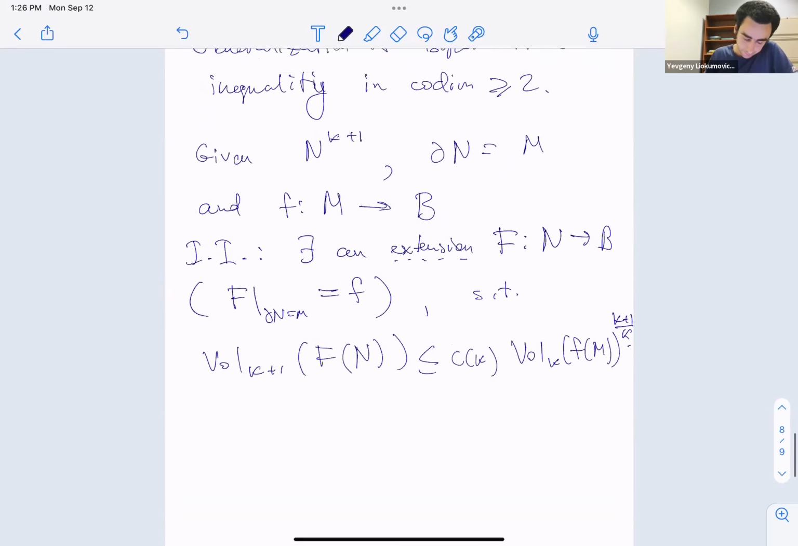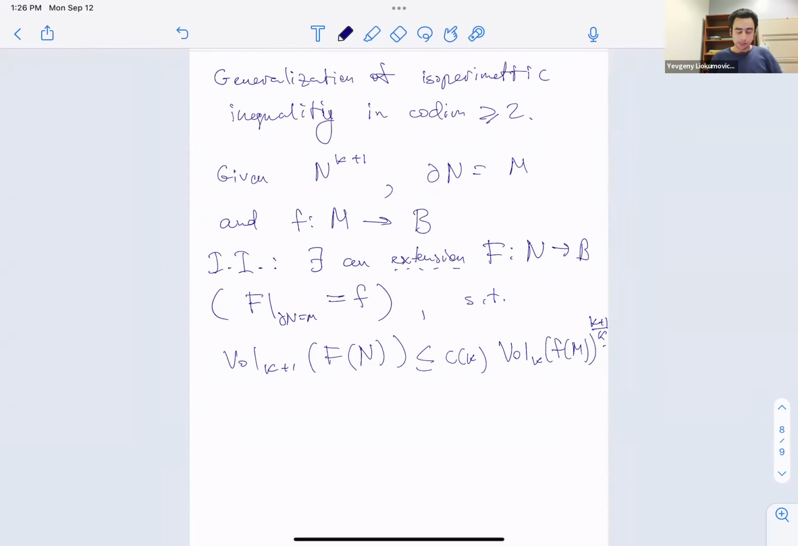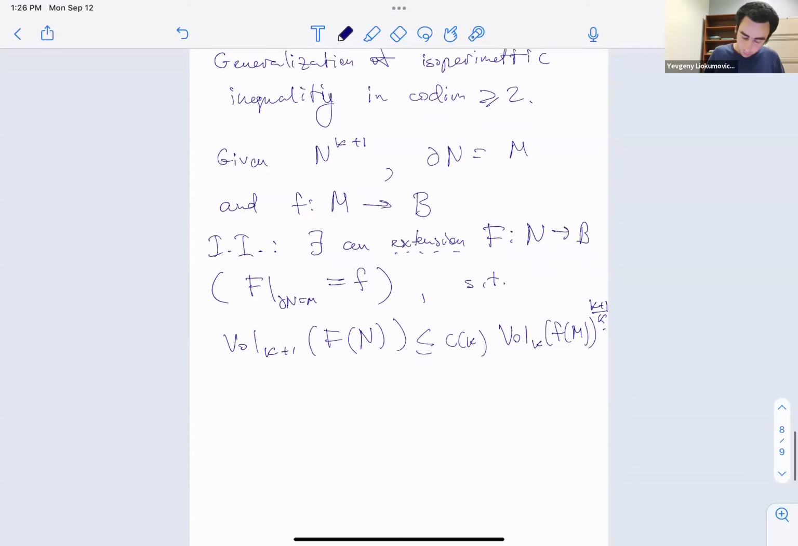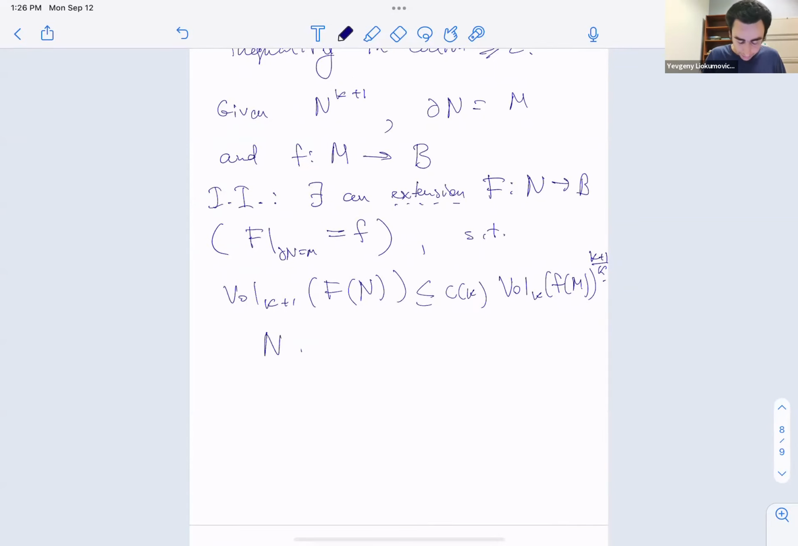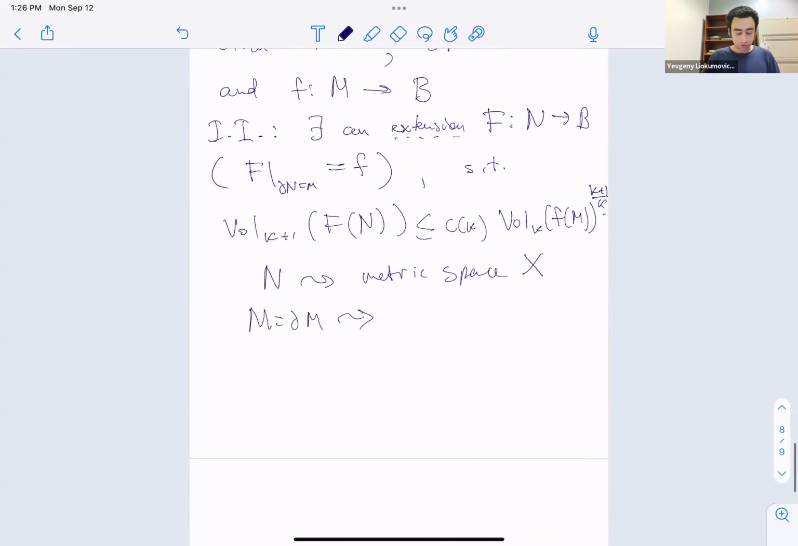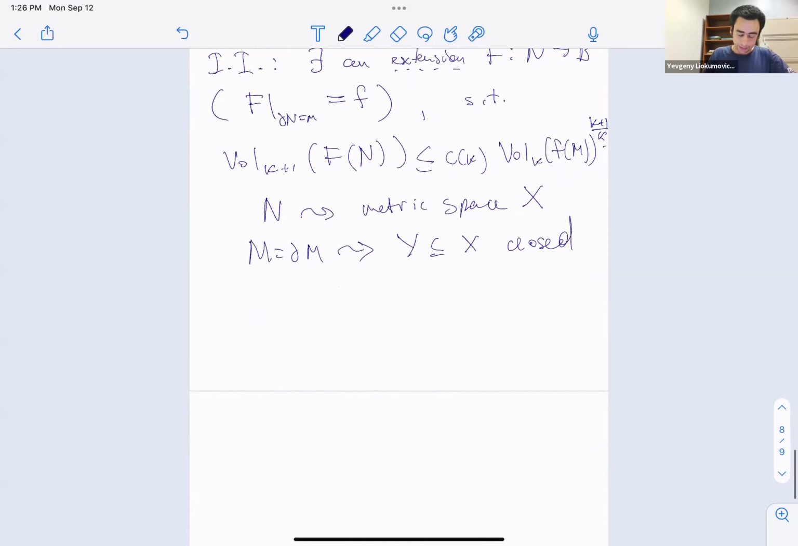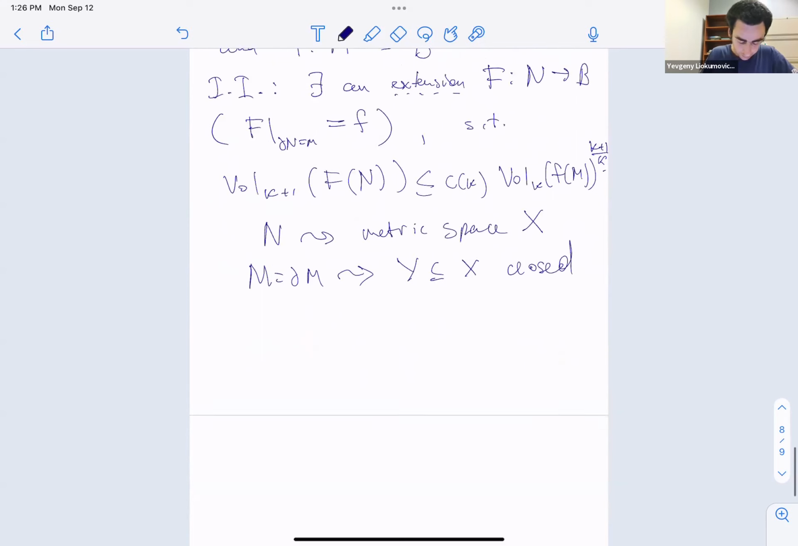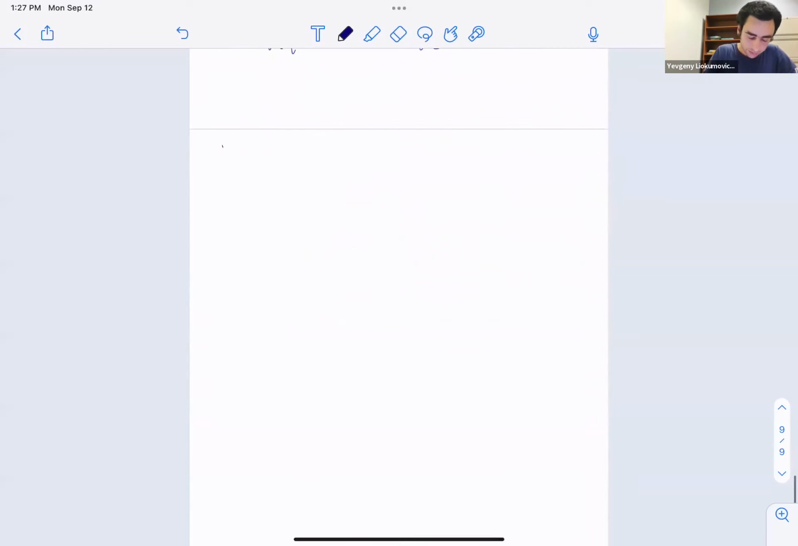And so what we'll do now is we will generalize each object here. We will generalize N to any metric space X. The boundary of N, we will switch to any closed subset. And then we will change volume to Hausdorff content. So with these changes, we obtain the following result.